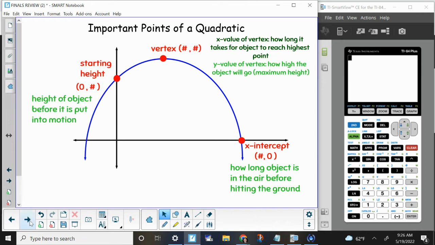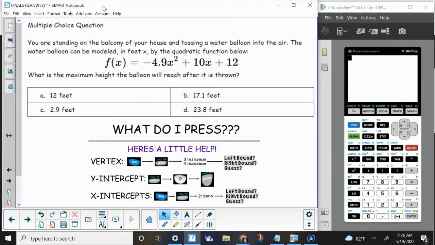So we're going to jump right into a problem. All right, this is from your packet. We are going to do this together, and we are going to get started. So you are standing on the balcony of your house and tossing a water balloon into the air. The water balloon can be modeled in feet with x by the quadratic function below. F of x equals negative 4.9x squared plus 10x plus 12.